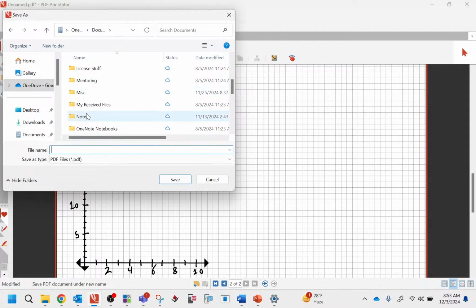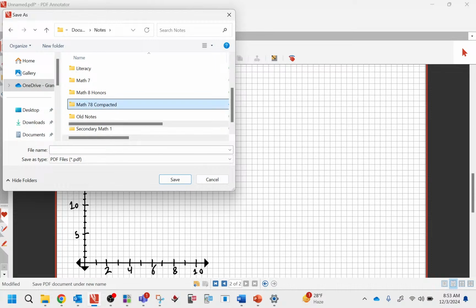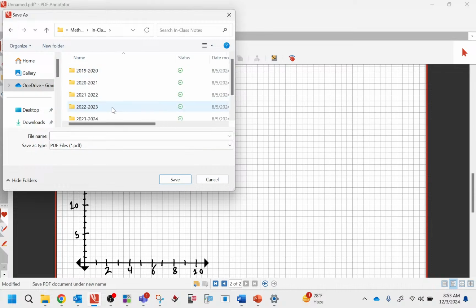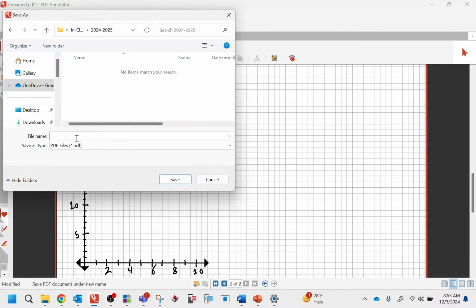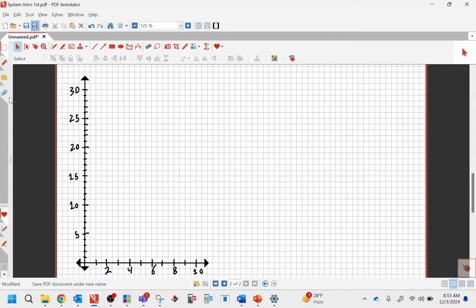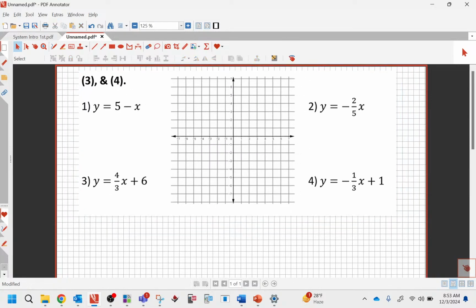There's my notes. There you are. That's going to be 7-8 compacted in class. Oh, I need a new folder. 2024, 2025. And then we got system, intro, first. Okay, sorry about that. Just make sure that exists, and we are set. Hooray. Okay, let's see here, guys.